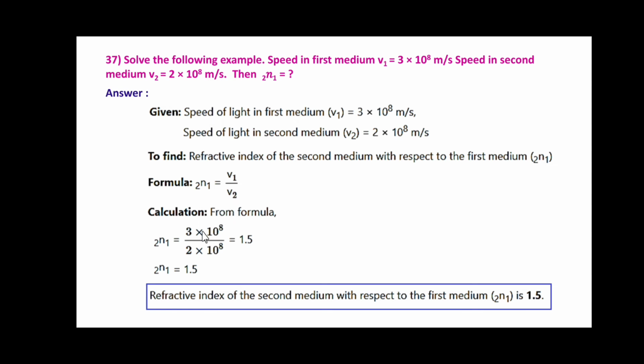So in the calculation we get 2n1 is equal to 3 into 10 to the power 8 upon 2 into 10 to the power 8, which will be 1.5. So 2n1 is 1.5. So the refractive index of the second medium with respect to the first medium, that is 2n1, is 1.5.